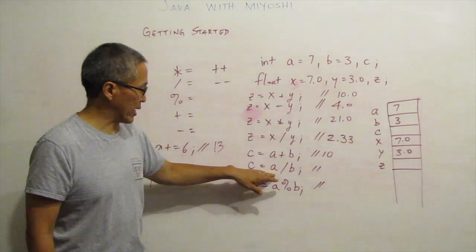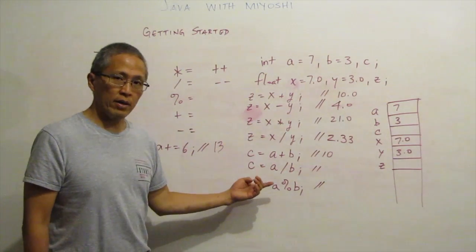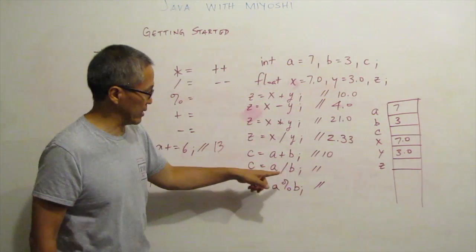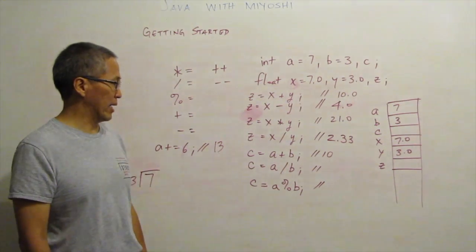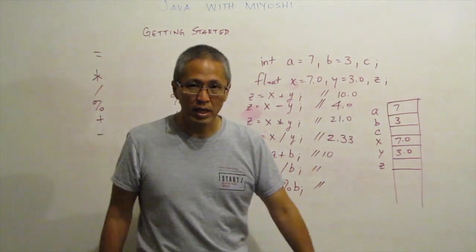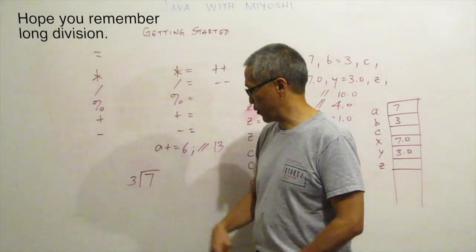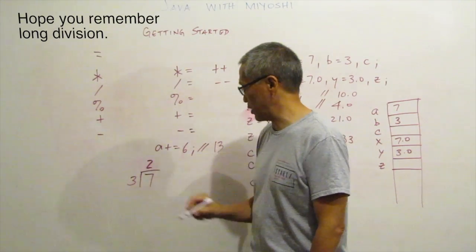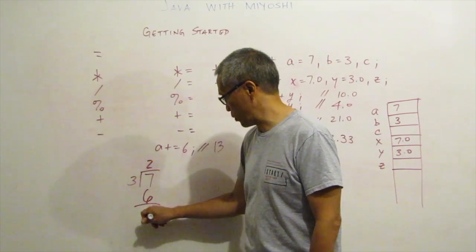Well, since I know that there's no fractional part of any number in an integer, I can realize that when I divide A by B, I have to go back and just put the number in there without a fraction. So if we look over here, if I divide 7 by 3, I say 3 goes into 7 how many times? Well, 3 goes into 7 2 times. 2 times 3 is 6, and 7 minus 6 is 1.